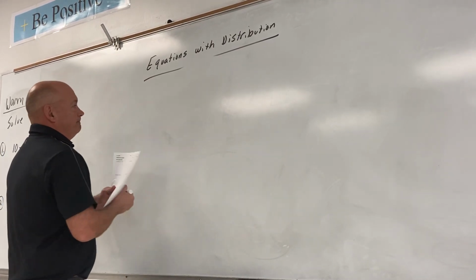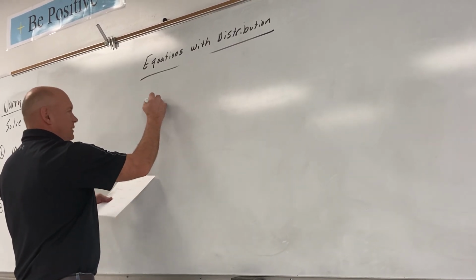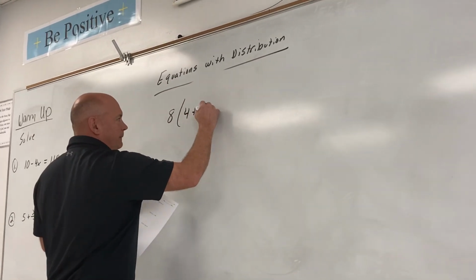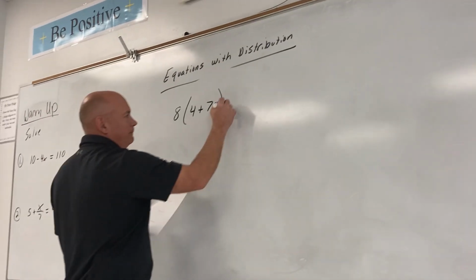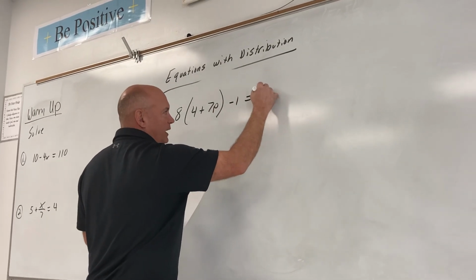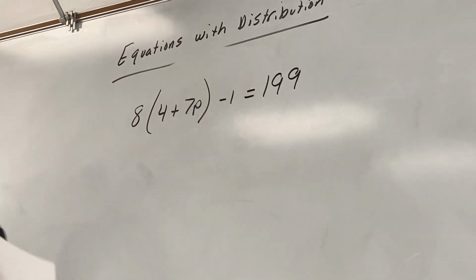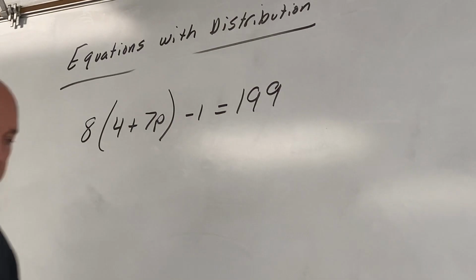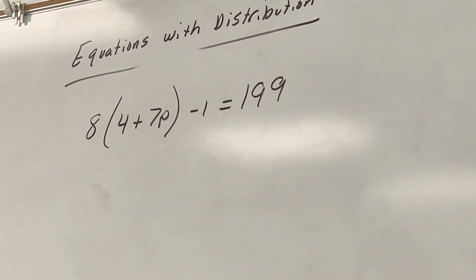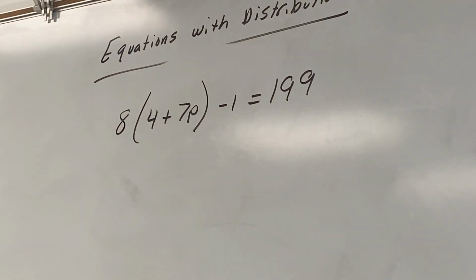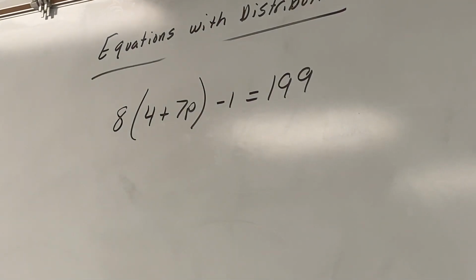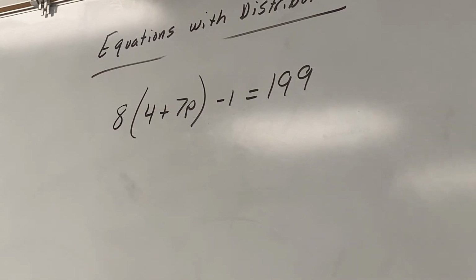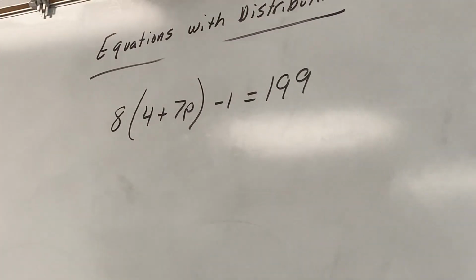Oh yeah, this one. 8 times 4 plus 7p minus 1 equals 199. So this one's a little bit more challenging, not much. What should I do first? Somebody tell me what I need to do first.